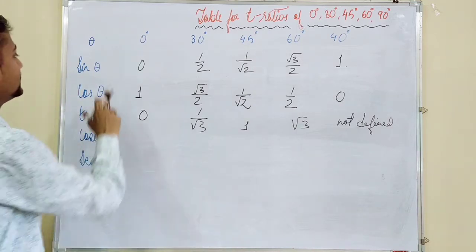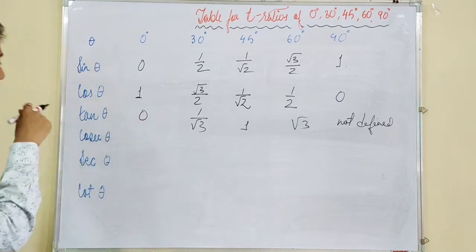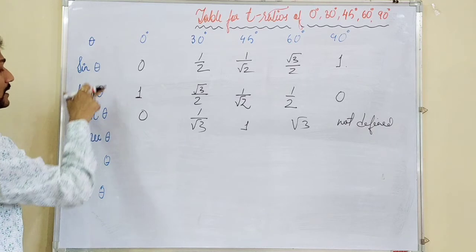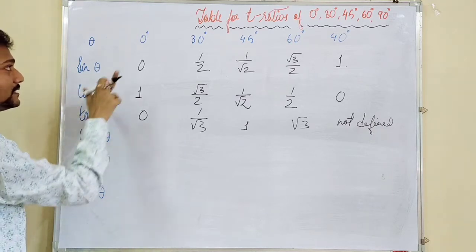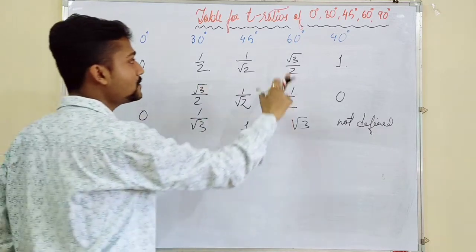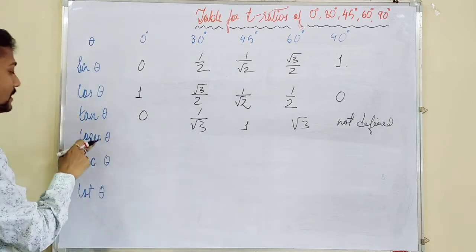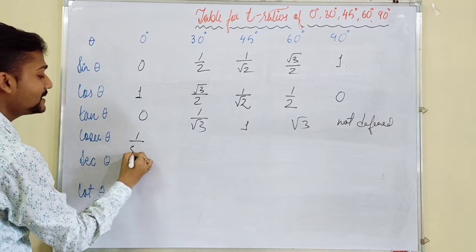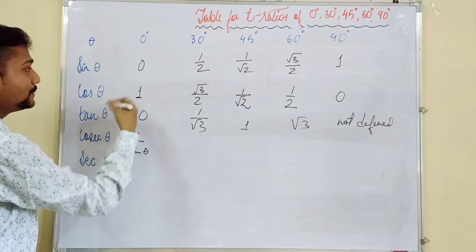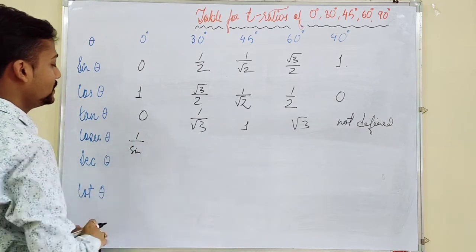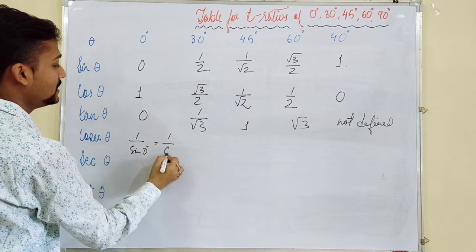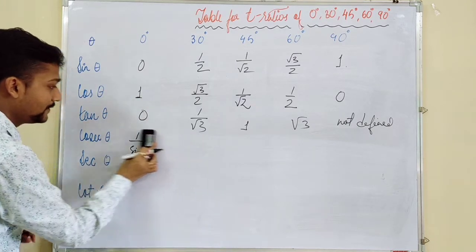Now, sin, cos, tan we have done, then we will find out cosec. That means what will be the value of cosec 0 degree, cosec 30 degree, cosec 45, cosec 60, cosec 90. Cosec theta is equal to 1 by sin theta, isn't it? That means 1 by sin 0 degree is equal to 1 by 0, which is not defined.